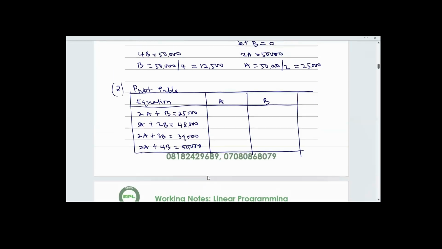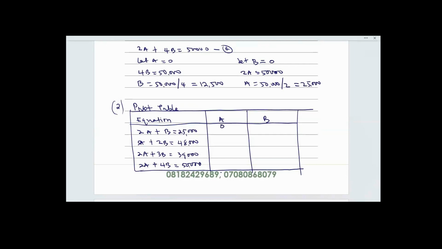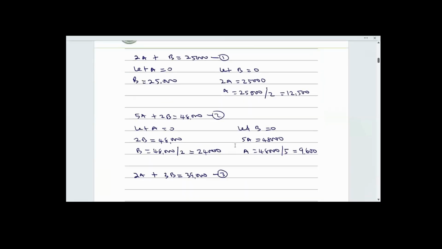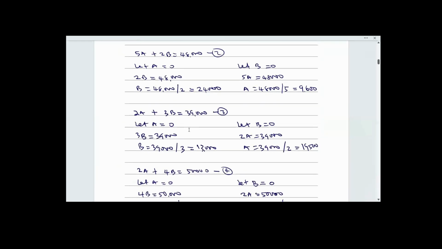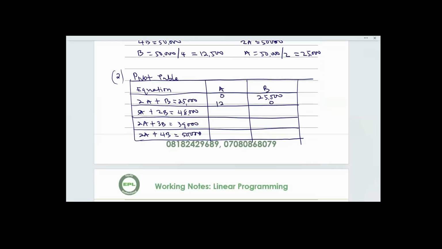So from our step 1, where we have eliminations, we said that in equation 1, when A is equal to 0, B is equal to 25,000. And when B is 0, A is equal to 12,500.